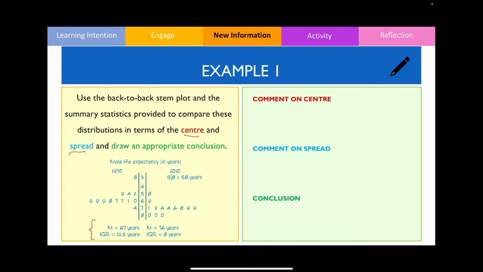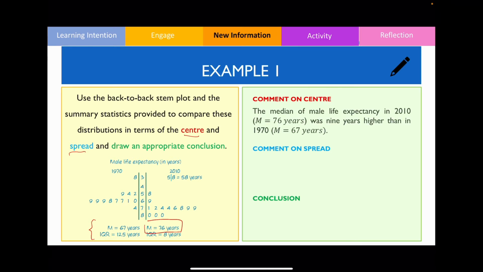In terms of the center, you will need to compare the median values between the two datasets. So in this example over here, we can see that the median value of male life expectancy is greater in 2010 than it is in 1970. When we're writing this down in our report, I want to remind you that we need to include the numerical values, we need to include the context, and we need to use comparative language. So in my answer, I've said the median of male life expectancy in 2010 equals 76 years, which is 9 years higher than the male life expectancy in 1970.